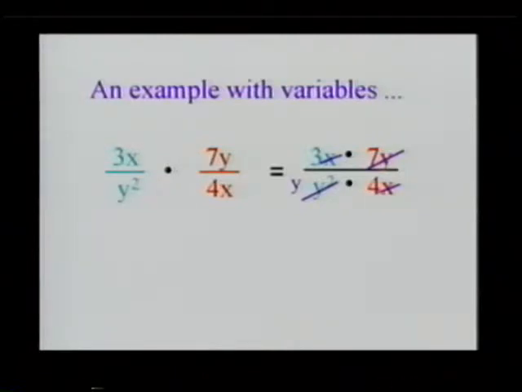Is there anything else I can cancel? I don't see anything, so let's just do our multiplication. 3 times 7 is 21, and 4 times y is 4y. Now you can write y times 4, but we usually write 4y. And there's your answer.